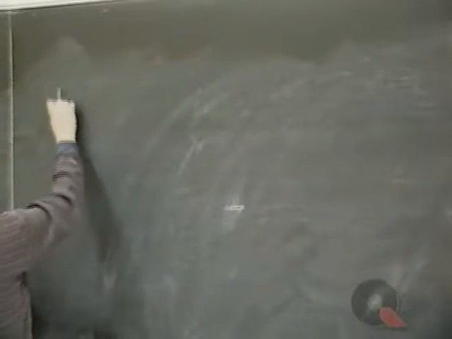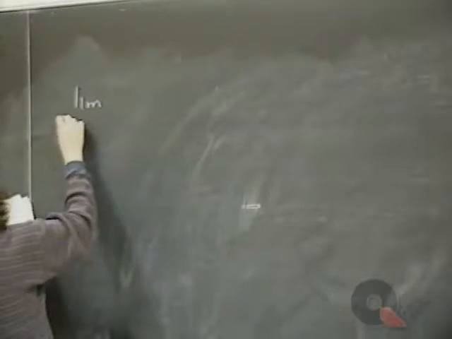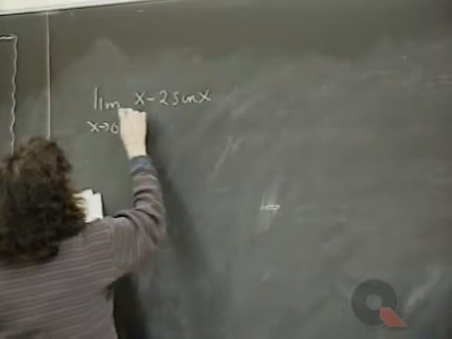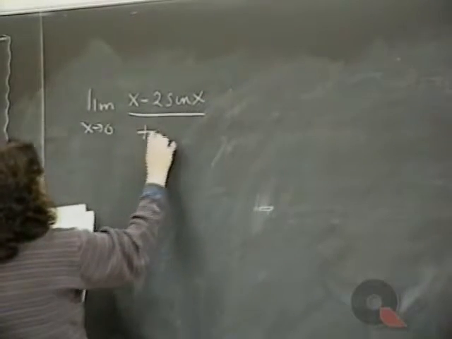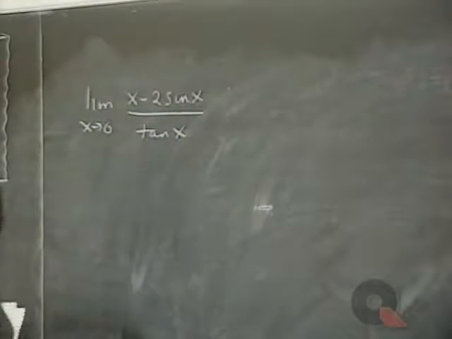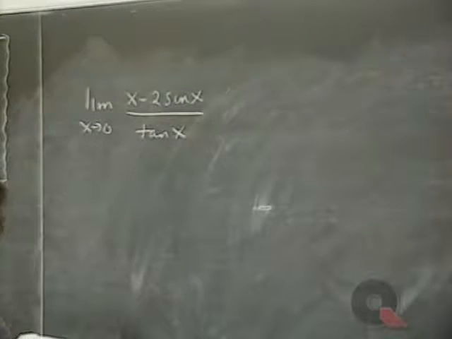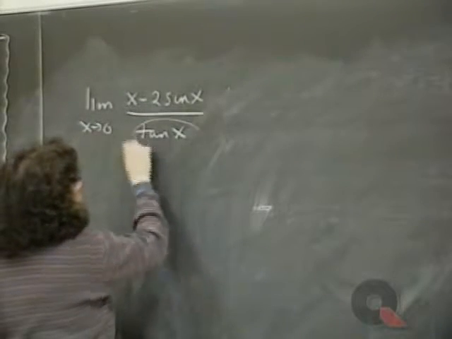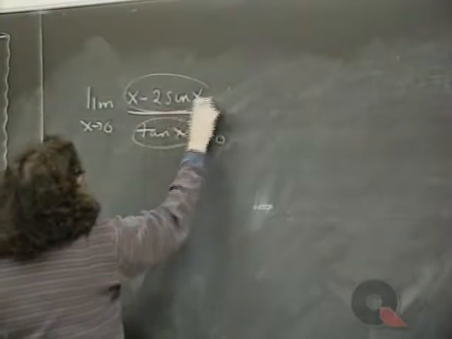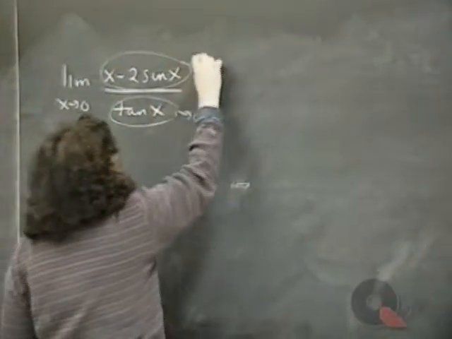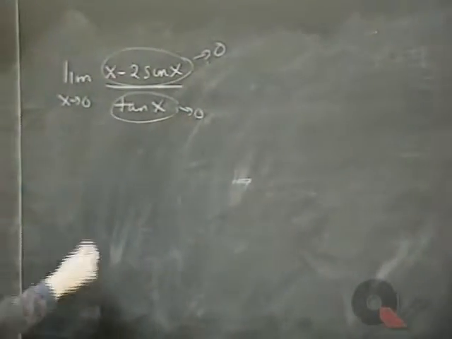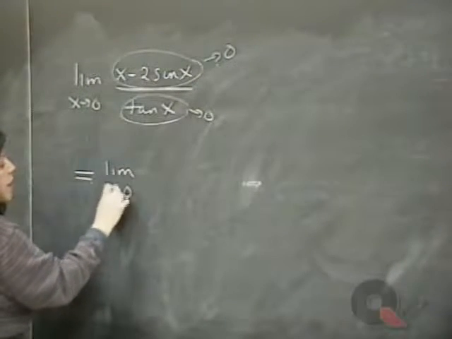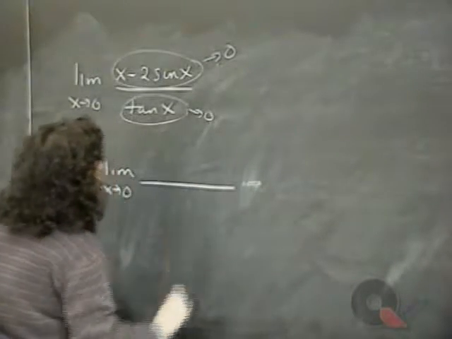How about the limit as x approaches 0 of x minus 2 sine x over tangent x? Now, as x approaches 0, tangent of 0, this is going to 0. And the numerator, 0 minus 2 sine 0, is also going to 0. So it's a good candidate for L'Hopital's rule. We're going to take the derivative of the top over the derivative of the bottom and work out that limit.